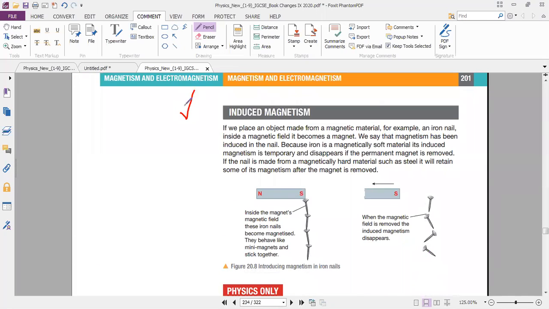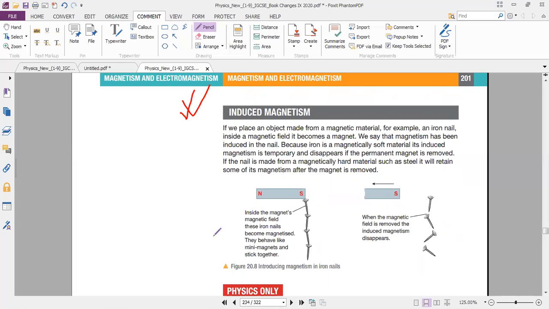Induced magnetism. If you put a magnetic material such as an iron nail or safety pins or needles inside a magnetic field for a long time, you see that that piece of iron nail or safety pin or needle behaves like a magnet. So magnetism is induced into the magnetic material.